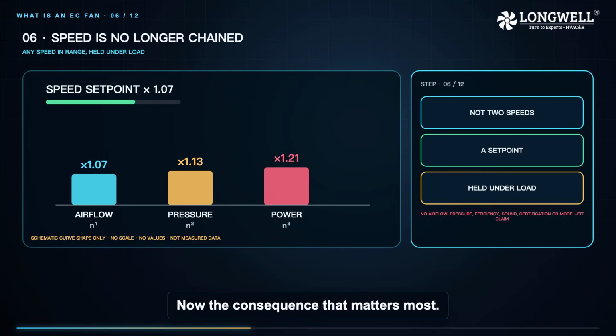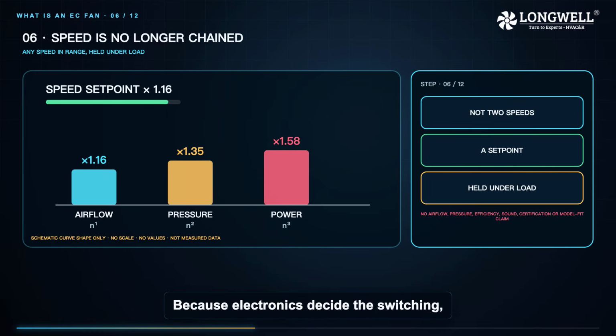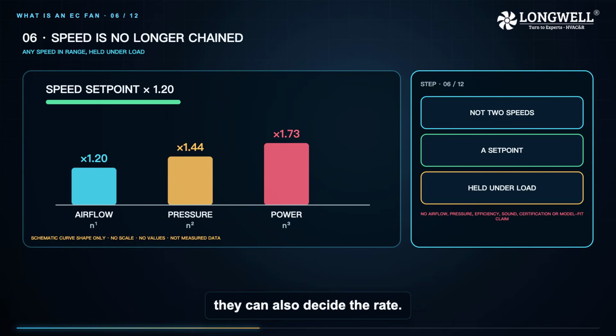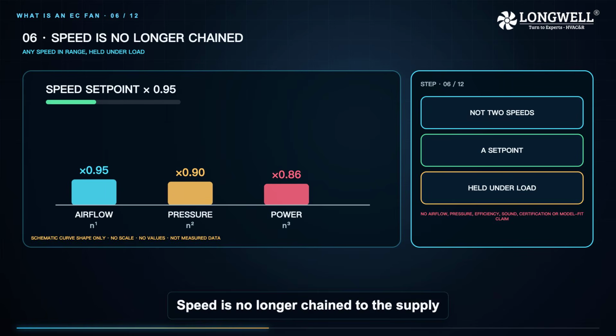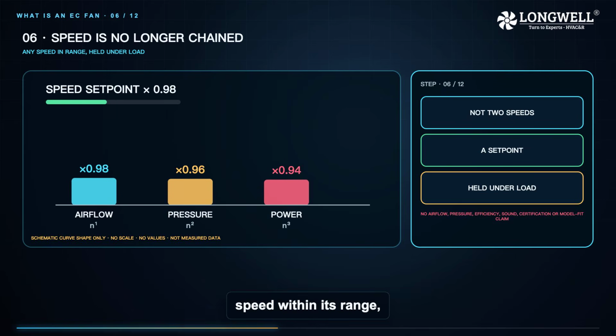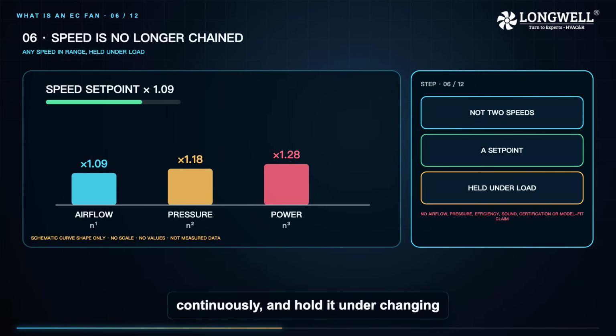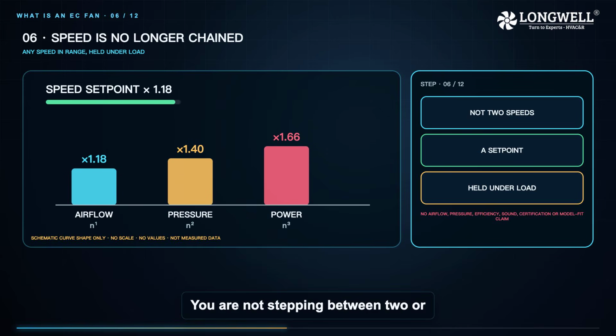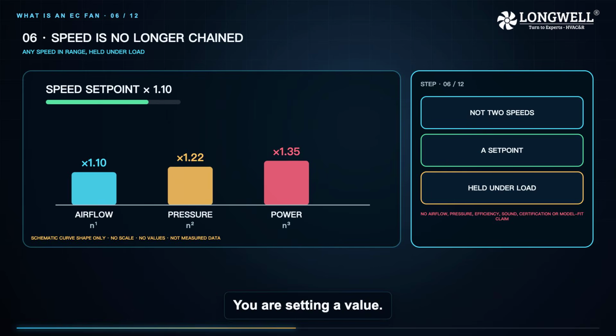Now the consequence that matters most. Because electronics decide the switching, they can also decide the rate. Speed is no longer chained to the supply frequency, so the fan can run at any speed within its range, continuously, and hold it under changing load. You are not stepping between 2 or 3 fixed speeds. You are setting a value.